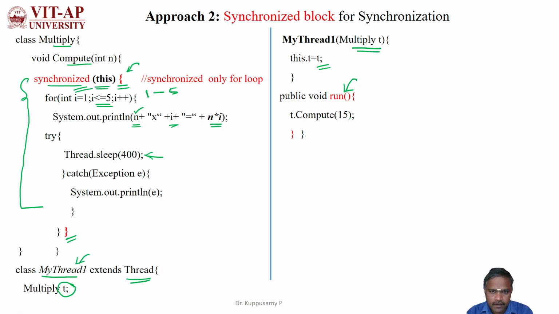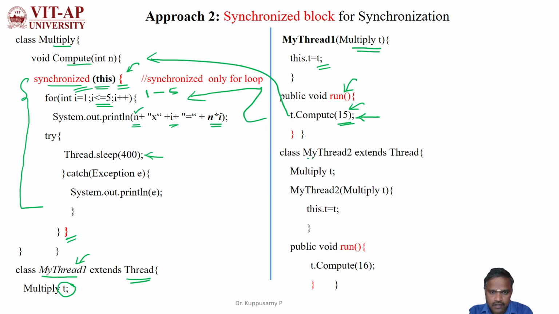Okay, then it is computing the 15th table by passing this. Once it is called, the control will be passing over to this synchronized method. That means the compute is available here, then it will be called, right?